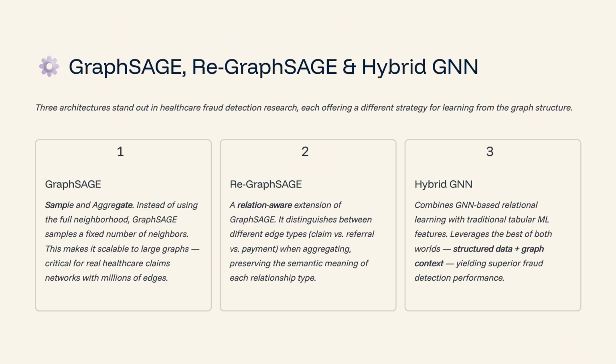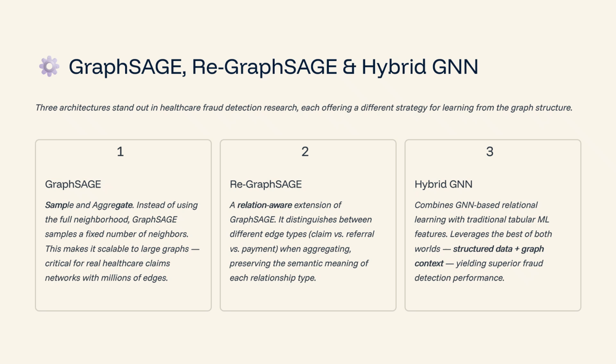Let's look at three specific GNN architectures that have shown strong performance in healthcare fraud detection research, each offering a different strategy for learning from graph structure. The first is GraphSAGE, sample and aggregate. Instead of using the entire neighborhood, GraphSAGE samples a fixed number of neighbors during each aggregation step. This is critically important for real healthcare claims networks that have millions of nodes and edges. GraphSAGE makes GNN training scalable.